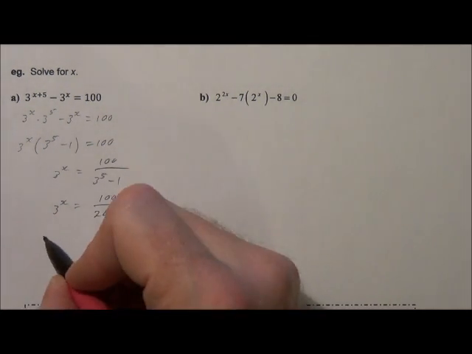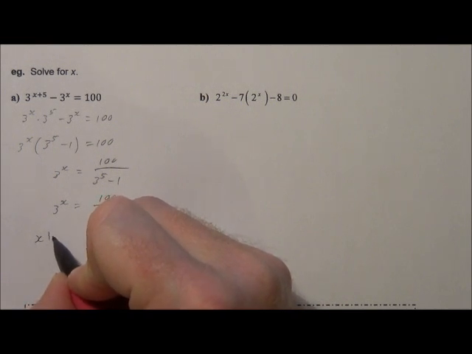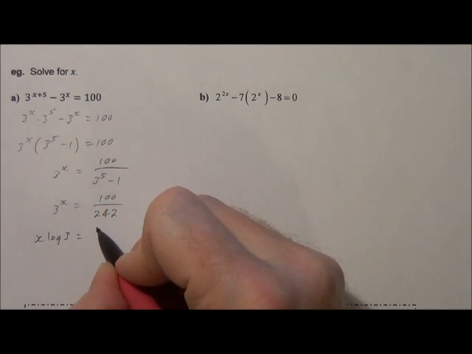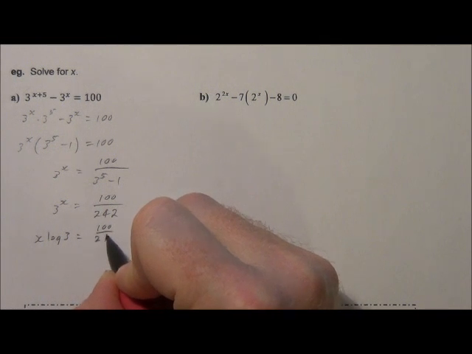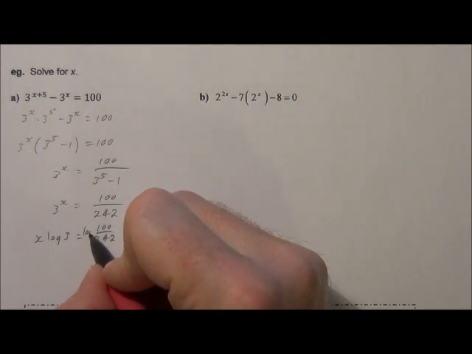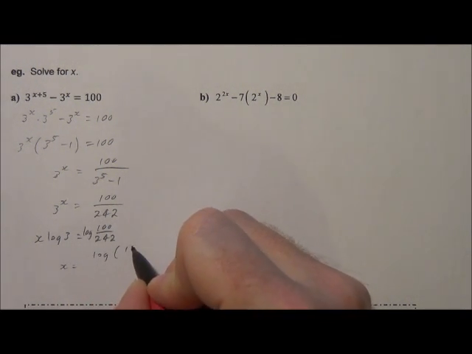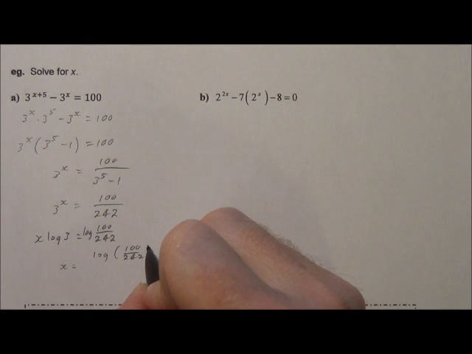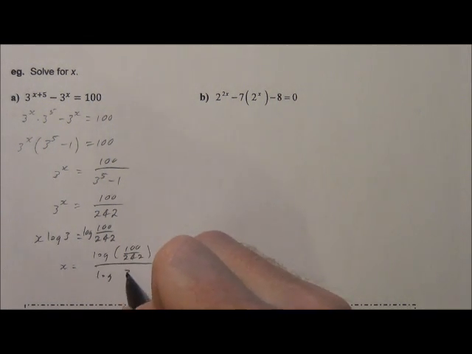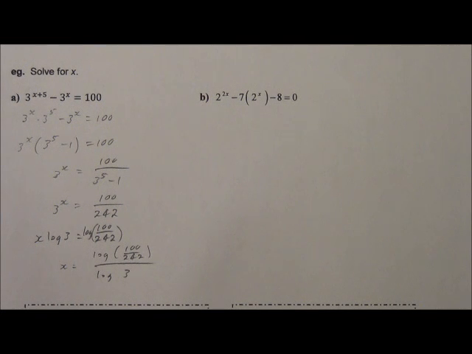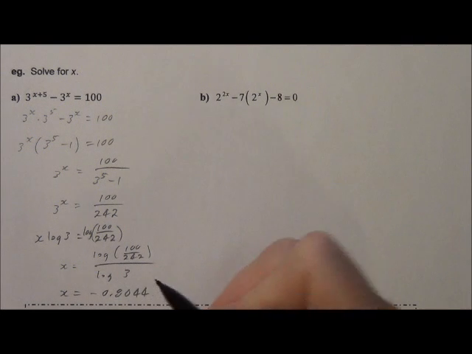Now I can take the log of both sides, so I get x log 3 equals the log of 100 over 242. And then x is the log of 100 over 242 all over the log of 3. And then when you work all that out, x equals negative 0.8044.